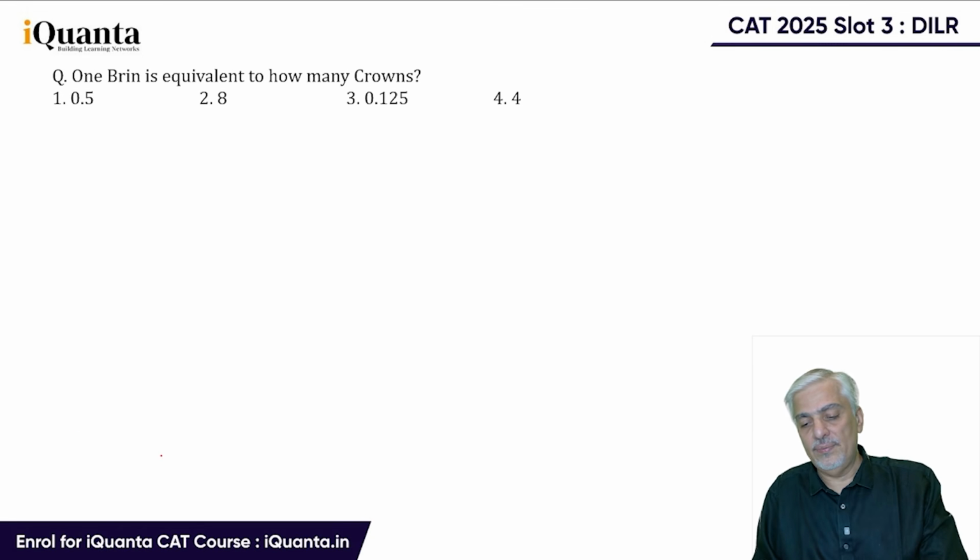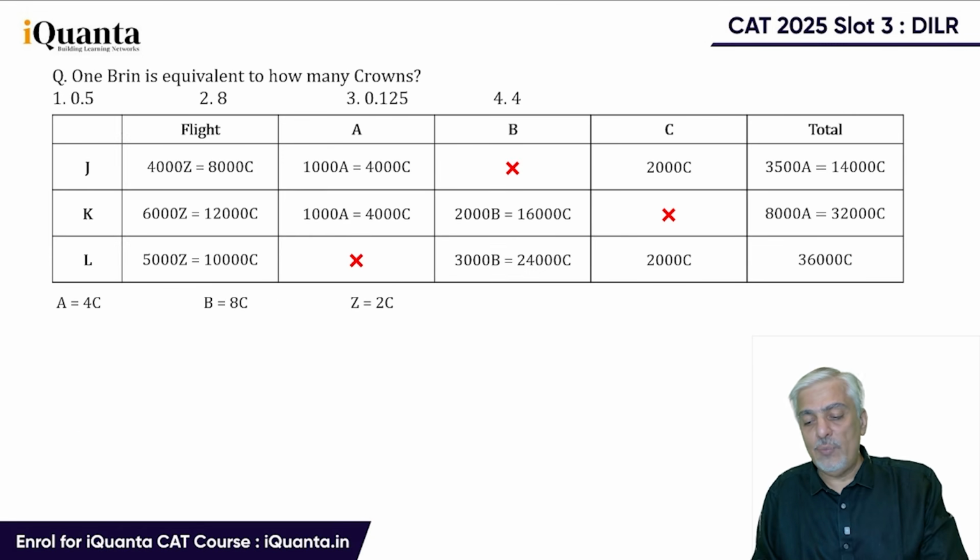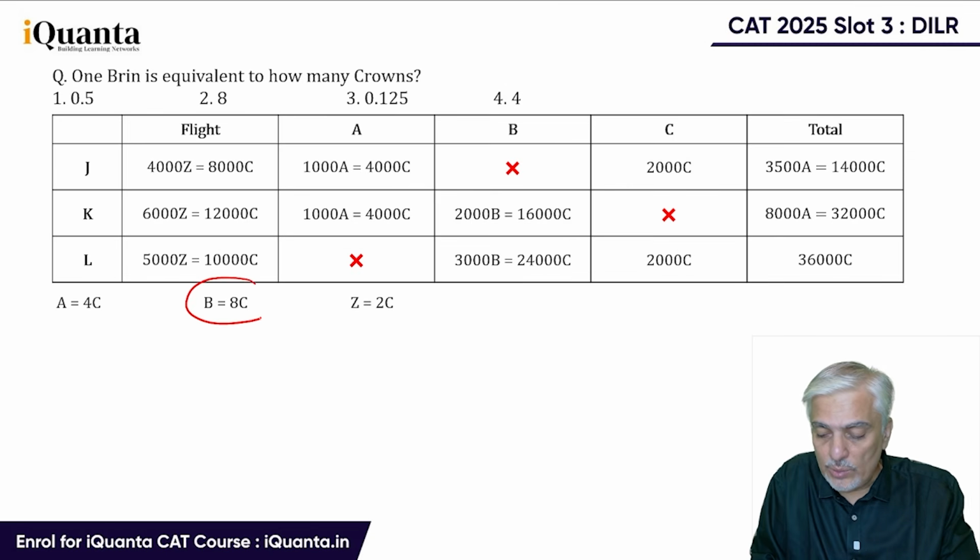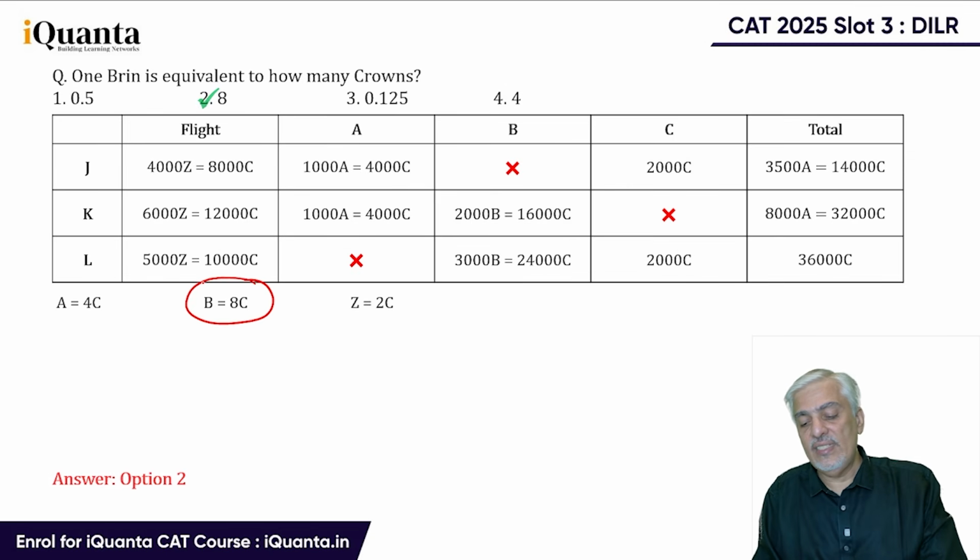That's your answer. 1 B is equal to how many C? So B is equal to 8C. And the answer is the second option.